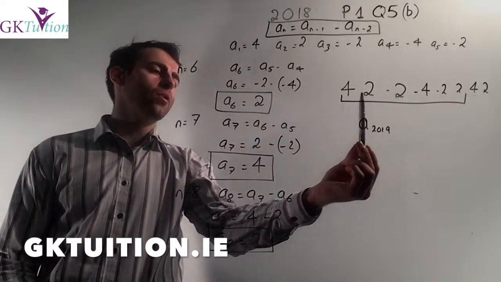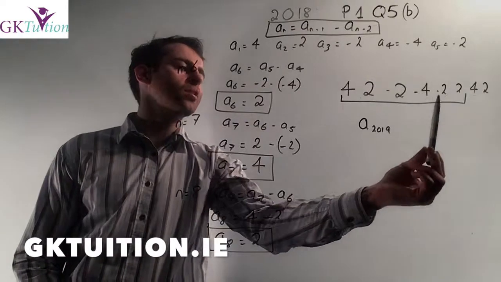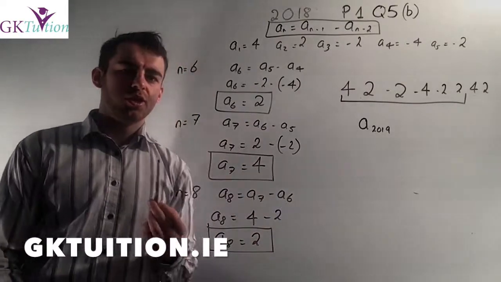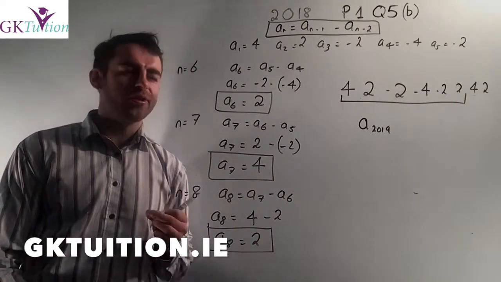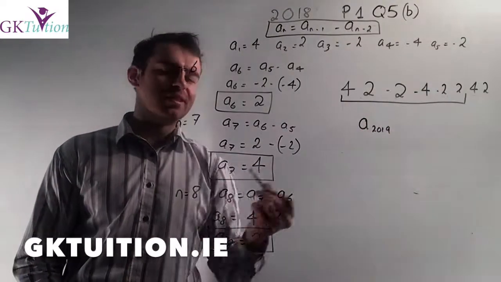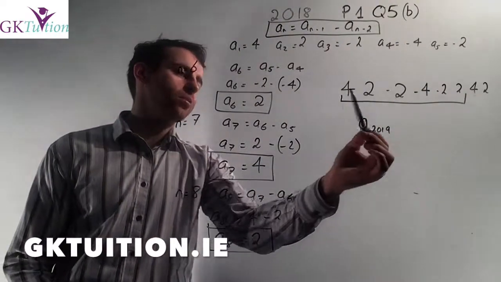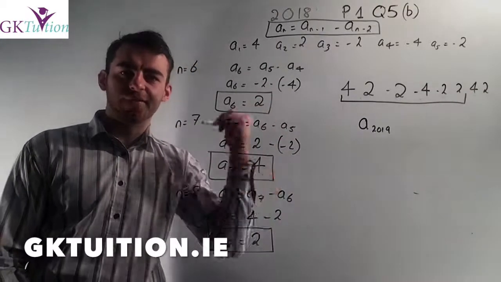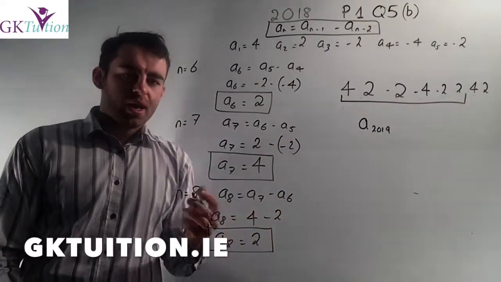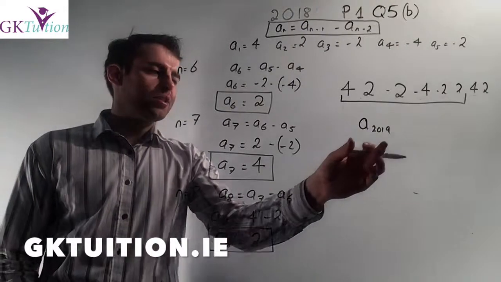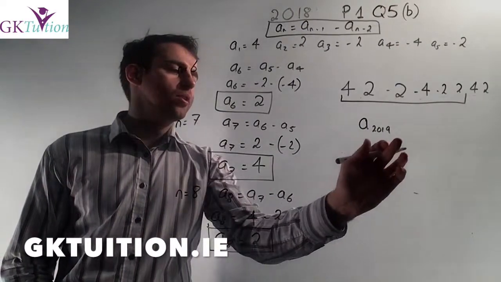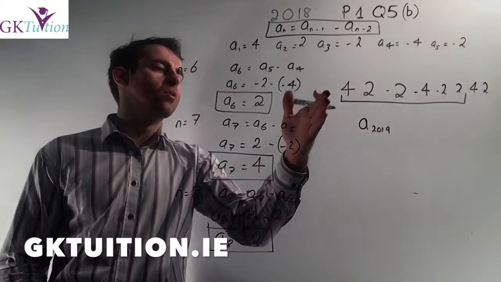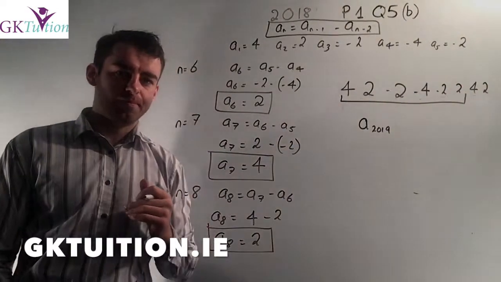The first one was 4, 2, then minus 2, minus 4, minus 2, 2, 4, 2. You need to recognize that this pattern repeats itself every 6 numbers. The 6 numbers are 4, 2, minus 2, minus 4, minus 2, and 2, and then it's just going to repeat itself again and again and again. Now, you can use that information to find the 2019th number in this sequence.